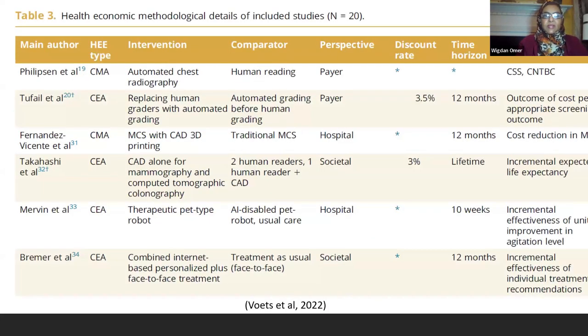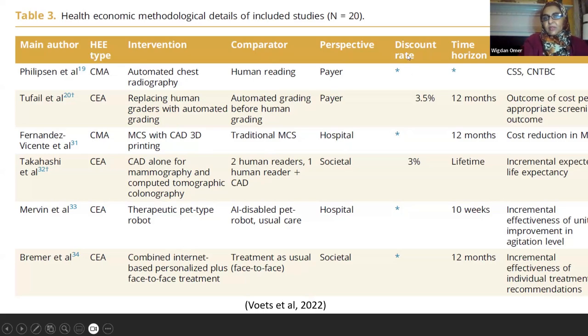This is a sample of the studies that are there. As you can see, the type of health economics are mentioned here, the intervention versus the comparator. Most of the interventions are AI augmented image analysis. Comparators are just the conventional, traditional methods, and it's from different perspectives, either the payer perspective, who are the insurance companies, hospital or caregiver, or societal.